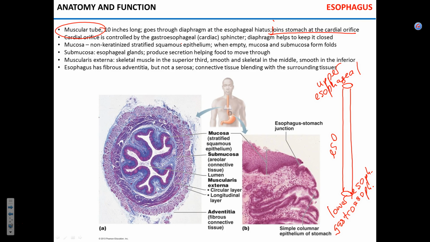Now, unlike other parts of the digestive alimentary tract, the esophagus has a slightly different structure of the wall. It still has a mucosal layer, which is stratified squamous epithelium. Why? Why is it stratified squamous? Abrasion, yeah, a lot. Food, think about this. Food is still pretty rough, okay? In the submucosa, there are esophageal glands. Essentially, they produce mucus secretion that lubricates the esophagus and allows food to come through more easily.